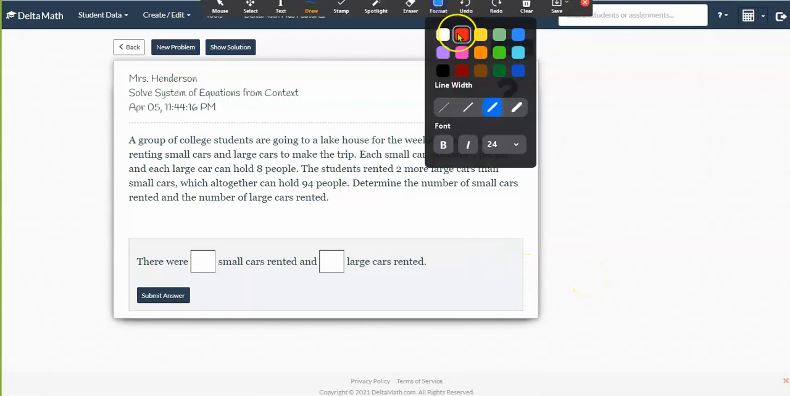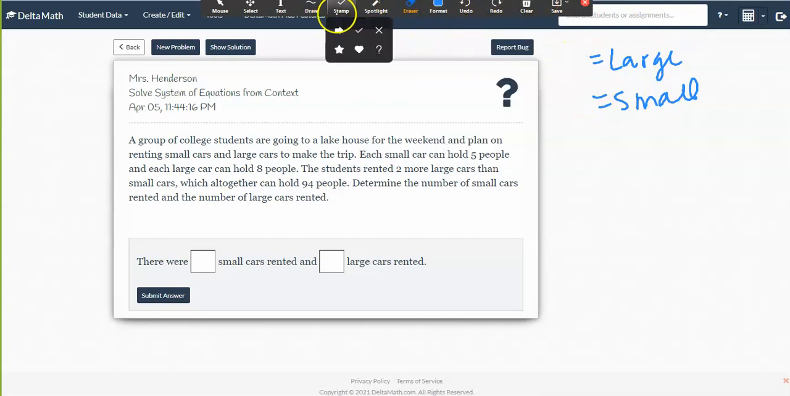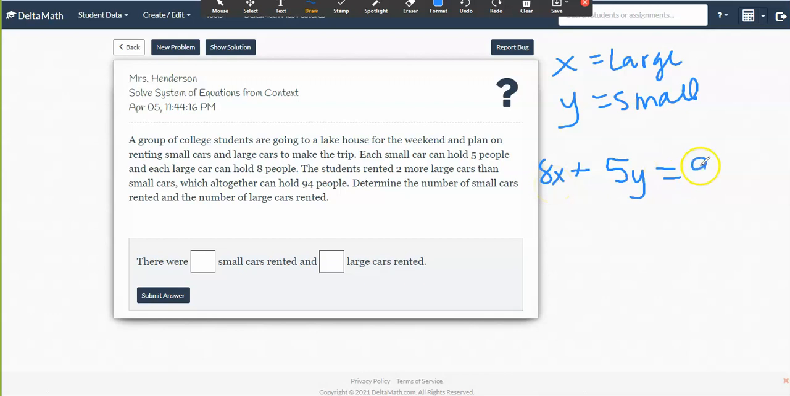So we can use any variables we'd like. If you'd like to use L for large and S for small, you may. Or if you would just like to use X and Y, you could do that as well. So it looks like each small car can hold 5 people. So that's 5y. Each large car can hold 8 people. So that's 8x. And it looks like it holds a total of 94 people.